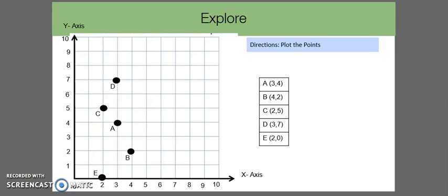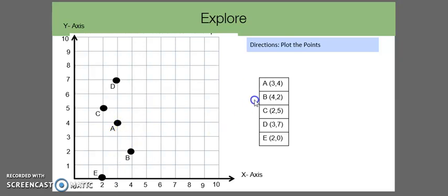Okay, so here we go. When we're plotting the points, let's say for the first point we have A, which is 3, 4. Again, we want to remember to start at the origin. We're going to go to 1, 2, 3, and we're going to move up 4 spaces, 1, 2, 3, 4. We plot a point and we put A.